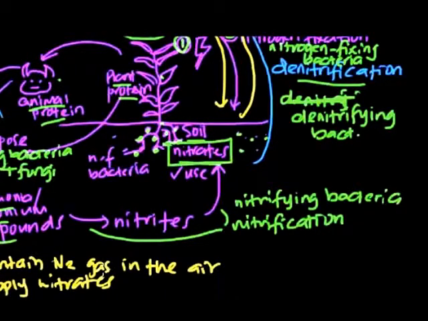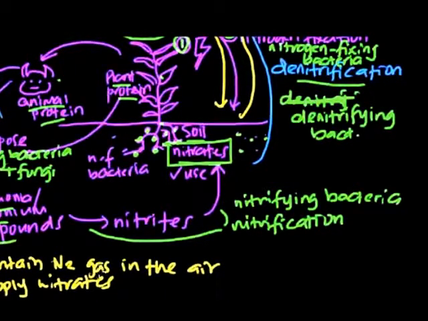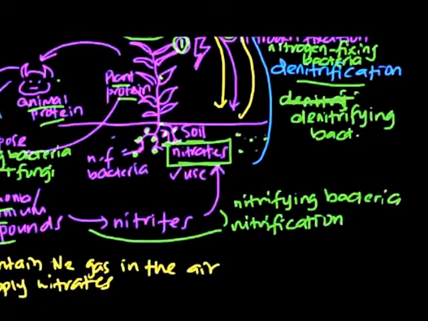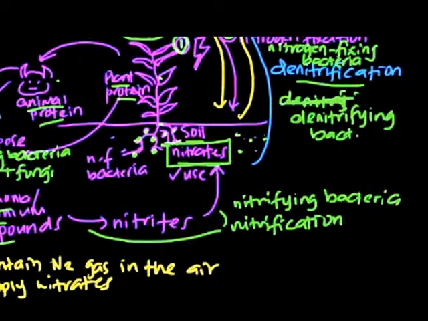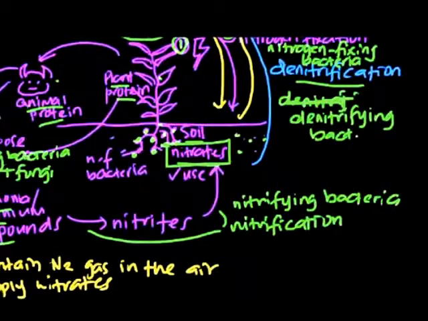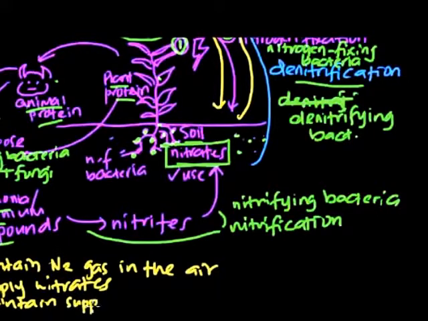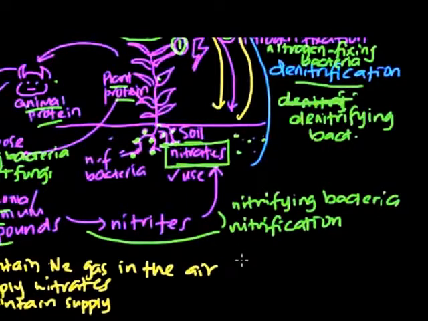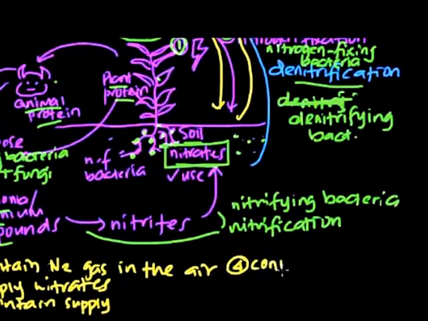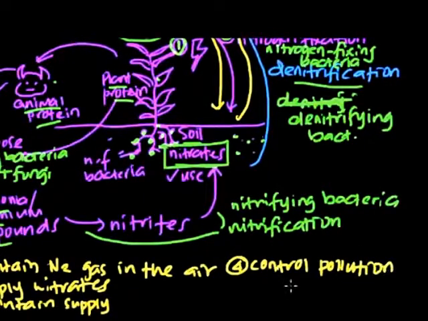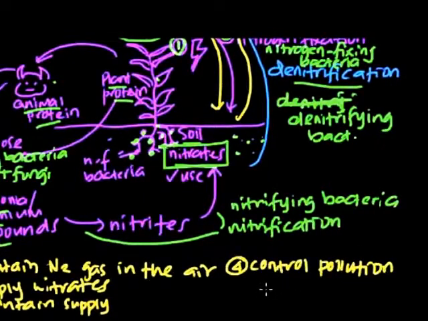The third important aspect is to ensure a continuous supply of plant and animal protein for human beings. Okay, to make sure we have enough supply of plant and animal protein. And the fourth importance is to control pollution. How to control pollution? Well, the decay and decomposition of proteins in dead plants and animals into ammonium compounds will help to control environmental pollution.